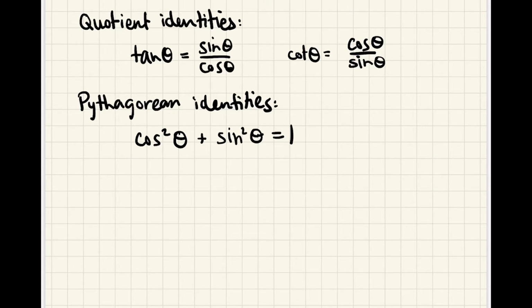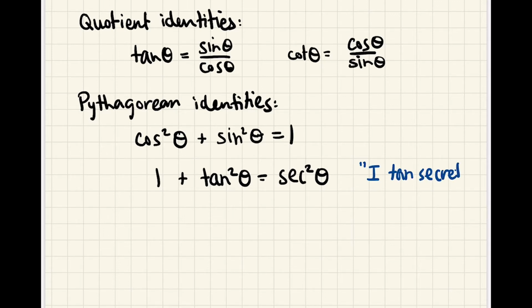For instance, if we divided both sides by cosine squared, we would get 1 plus sine squared over cosine squared, which is tangent squared, equals 1 divided by cosine squared, which would be secant squared. And this one had an associated mnemonic, I tan secretly.